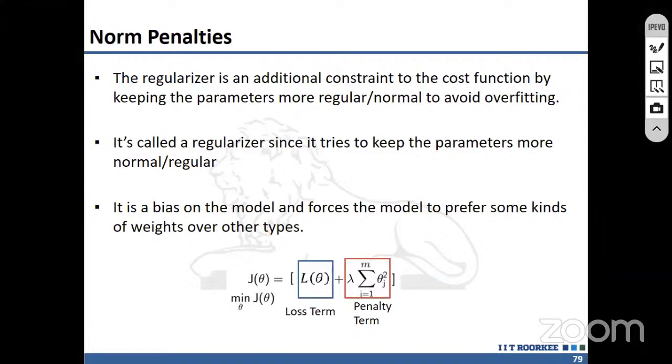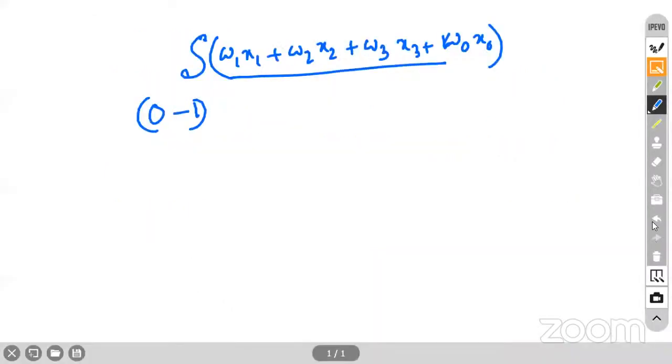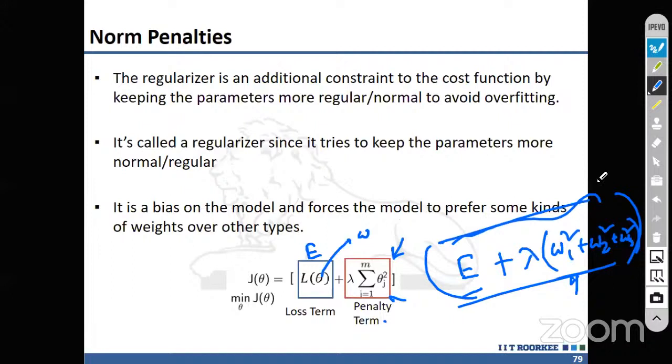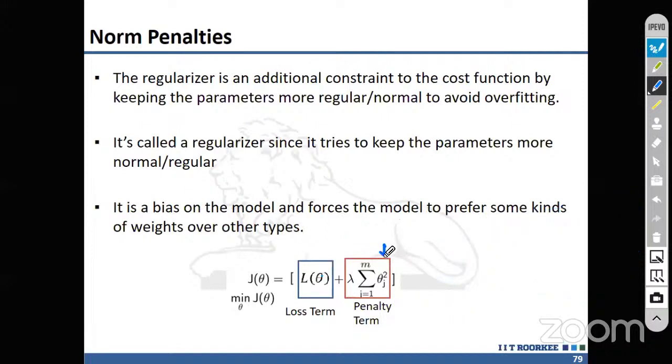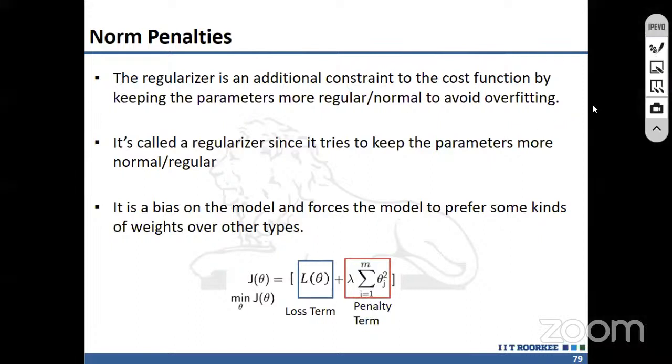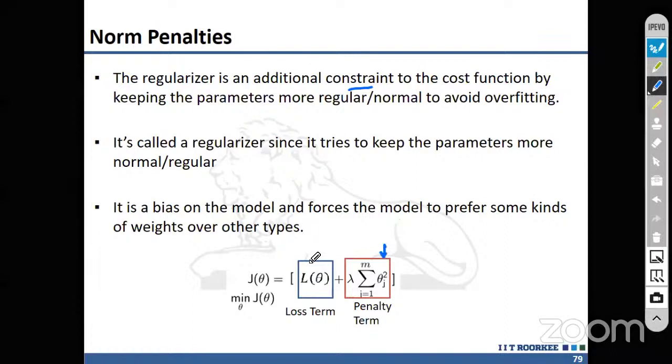Here you have the regularizer term. This is another loss. The regularizer is an additional constant to the cost function, and it keeps the parameters more normal or uniform. So there are two kinds of terms. Here we are considering two losses. Initially in the multi-layer perceptrons, we only considered the term E. Now we are considering another term, lambda times theta 1 plus theta 2 and so on.